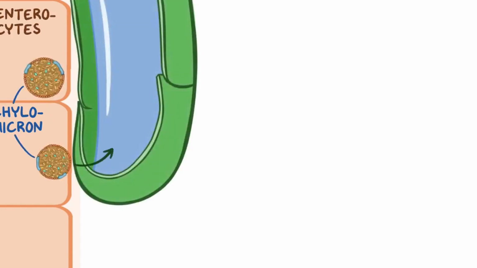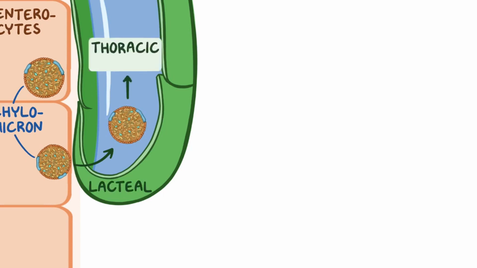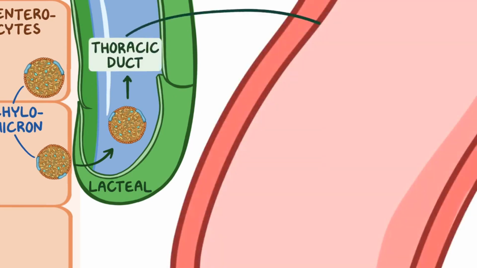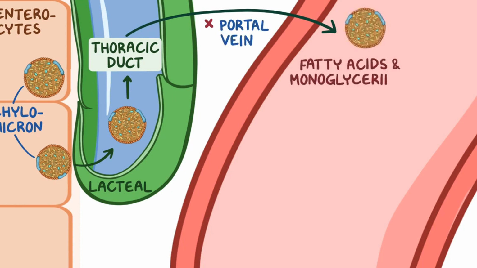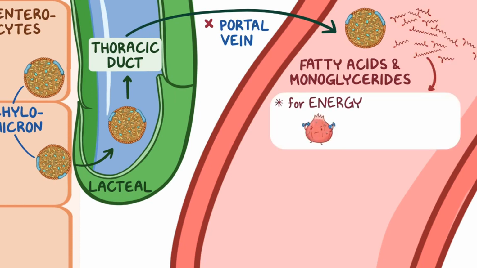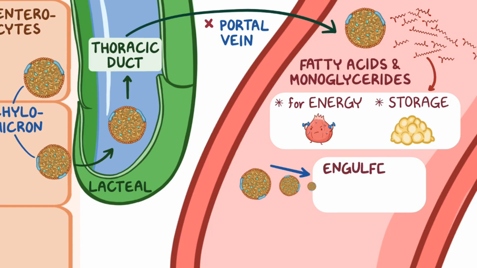The chylomicron then leaves the enterocyte, but it's too large to get into the endothelial cells, so instead it enters a nearby lymphatic capillary called a lacteal. From there, the chylomicron floats in the lymph and flows into the thoracic duct, and then gets dumped into the blood, essentially bypassing the portal vein. Once in the blood, the chylomicron releases fatty acids and monoglycerides in peripheral tissues like muscle, which use them for energy, as well as adipose tissue which can store them. After delivering the triglycerides, the chylomicron shrinks in size and eventually gets engulfed by the liver.